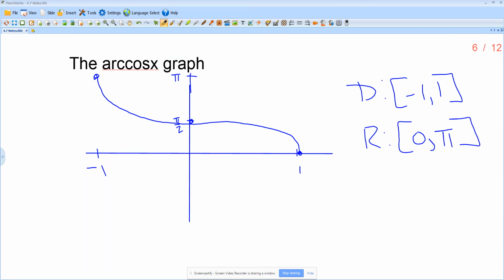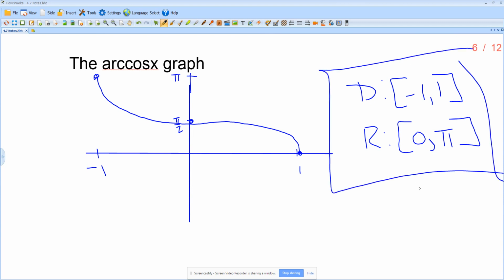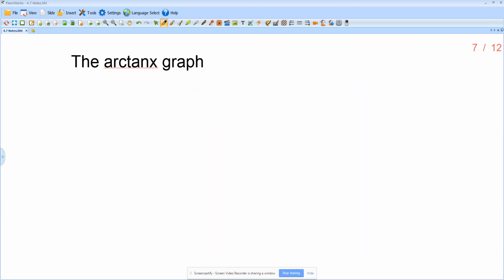These graphs aren't going to be super important for our purposes, but these restrictions are going to be extremely important. Those you super have to pay attention to. I'm doing a lot of hand gesturing here that you can't see.